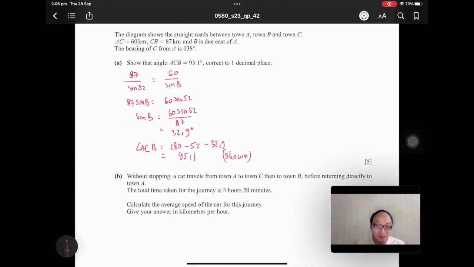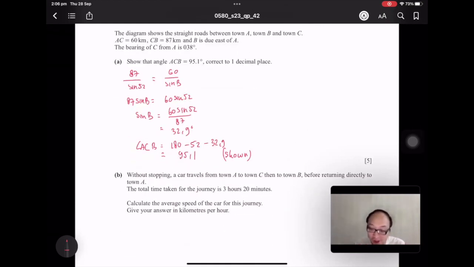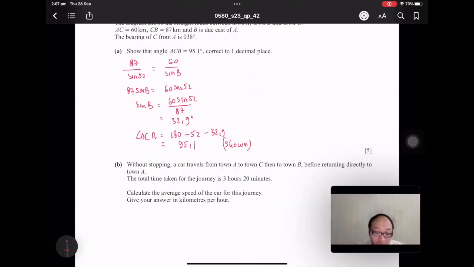Without stopping, a car travels from A to C, then to B, before returning directly to town A. The total time taken for the journey is 3 hours and 20 minutes. Calculate the average speed of the car for this journey. Give your answer in kilometers per hour.